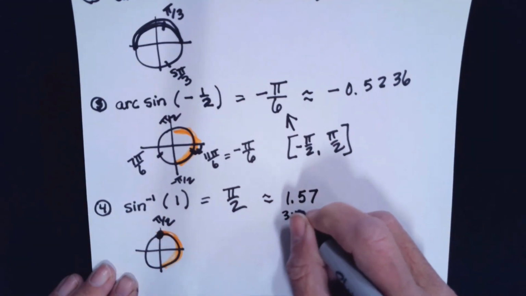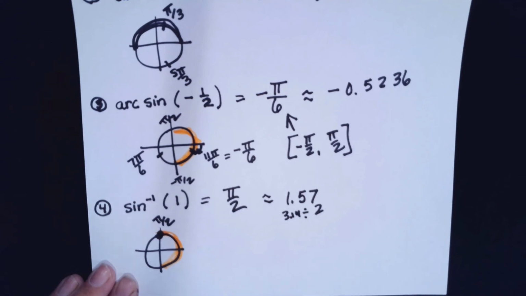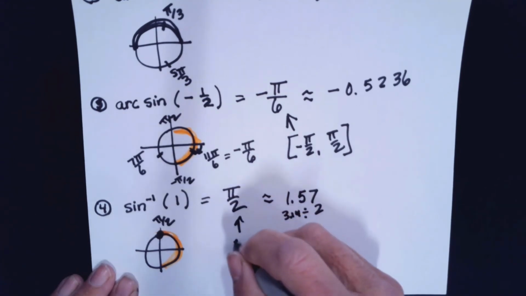We just have one answer, and that's our answer, pi over 2, or approximately 1.57, if we took 3.14 divided by 2. But once again, we're going to leave all of our answers exact.